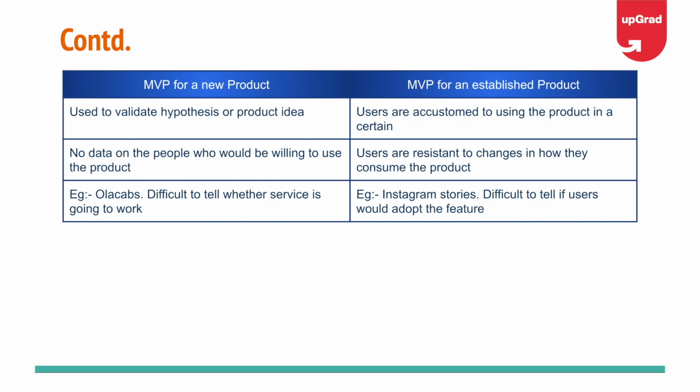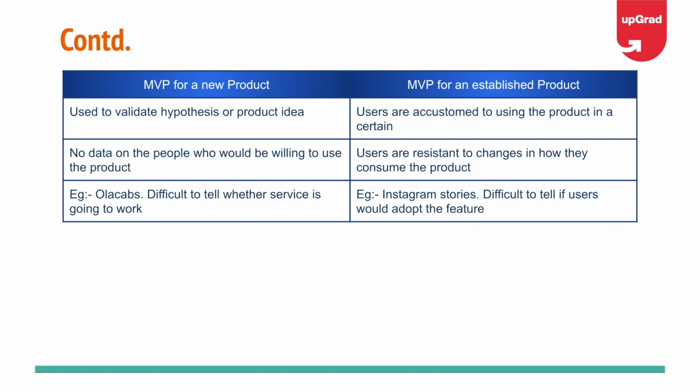Of course, they started with the telephone, but the primary hypothesis was people were willing to actually book cabs in that manner. Now this is a very difficult scenario where it is very difficult to tell whether the service is going to work. Now on the other hand, in the case of MVP for an established product, users are accustomed to using the product in a certain way. Users are resistant to changes in how they consume the product.